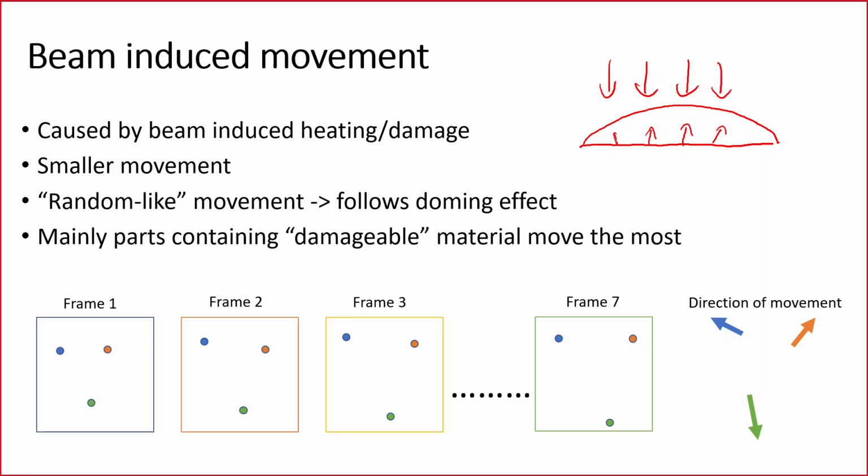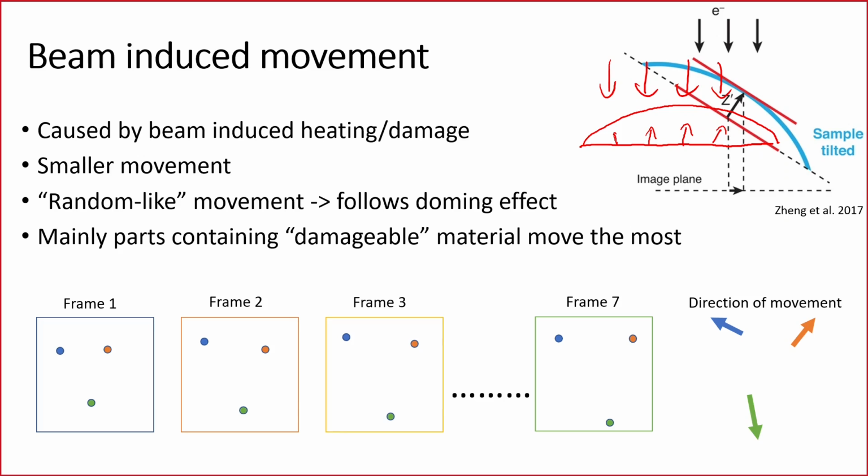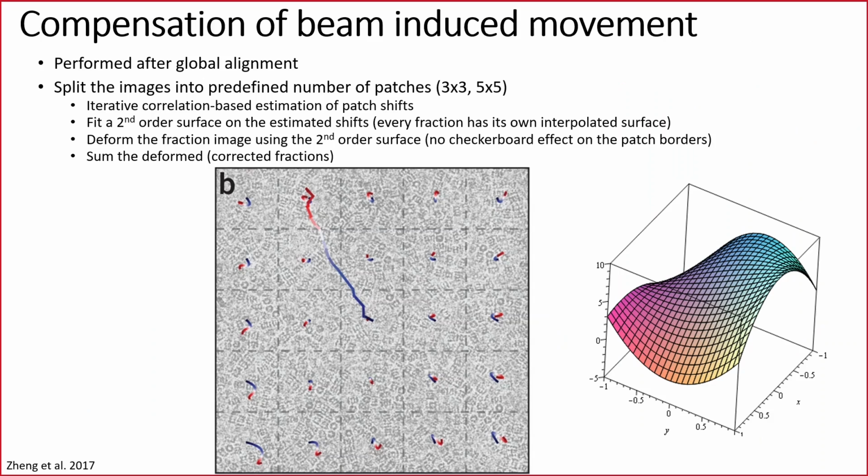This was proven by the fact that if you tilt your sample, then you can see that this upward movement in the direction of Z now becomes a lateral movement in the image plane. Because this dome effect is a kind of surface, there's a very nice way to correct for it. First, we do a global alignment. Then we split our image into so-called patches, and we are going to do patch alignment.